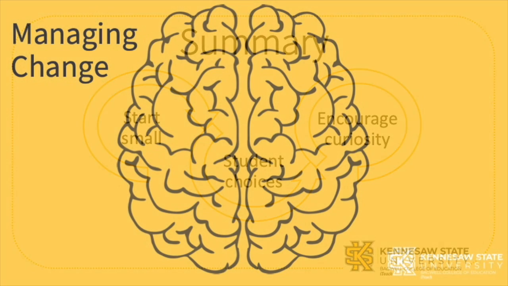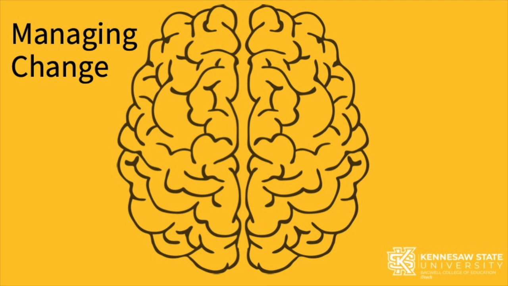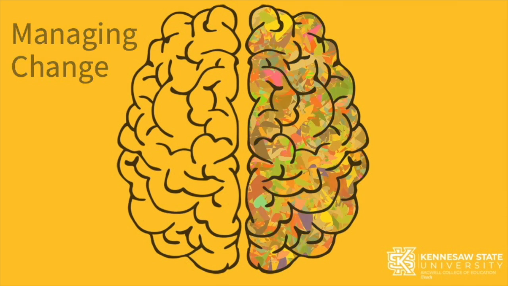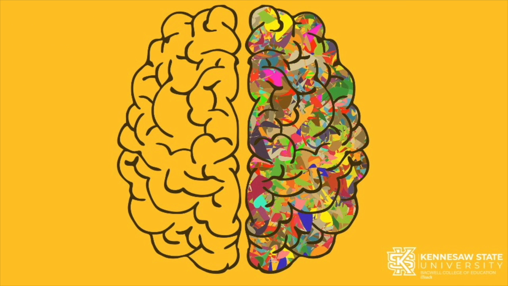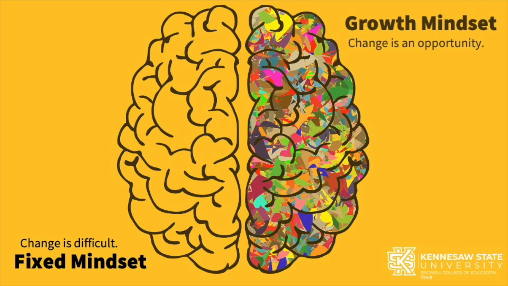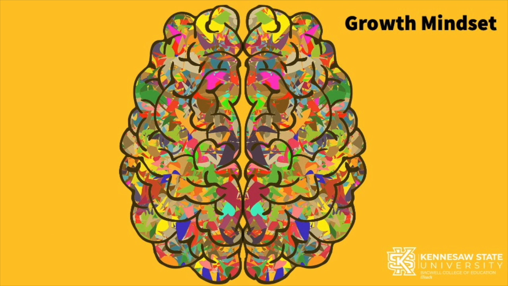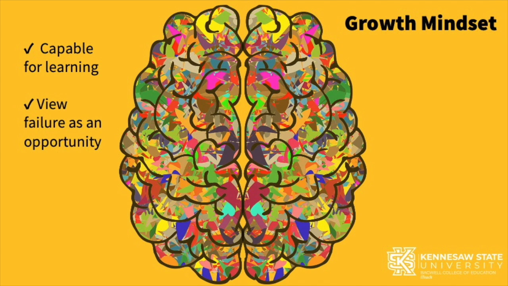Change can be a challenge, but change is easier to manage when we believe in ourselves and our abilities. How we think about ourselves is our mindset. Fixed mindsets find that change is very difficult, while a growth mindset views change as an opportunity. Educators must model a growth mindset for our students and guide them as they develop an identity in which they see themselves as capable of learning, view failure as an opportunity, and accept feedback as a chance to grow.